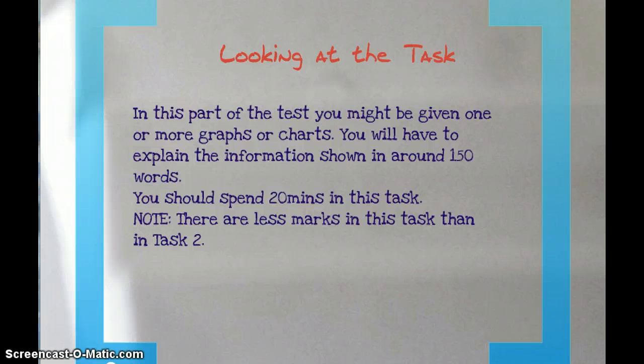It's advised that you should spend 20 minutes on this task, and you need to take into consideration that there are fewer marks in this task than in task 2. So use your time wisely. Remember you have 60 minutes to do both tasks in the written paper. So use your time wisely.